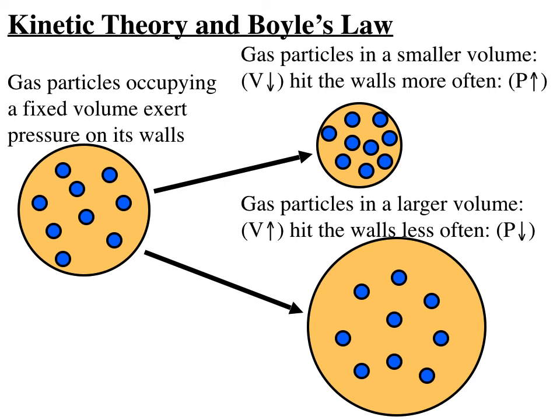Well, as the volume goes down, the molecules are closer and more often around the walls of the chamber. They hit the wall more often, so that will lead to an increase of pressure on the inside of the chamber. So as the volume goes down, the pressure goes up.